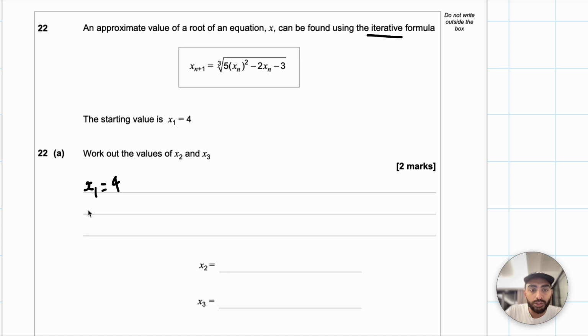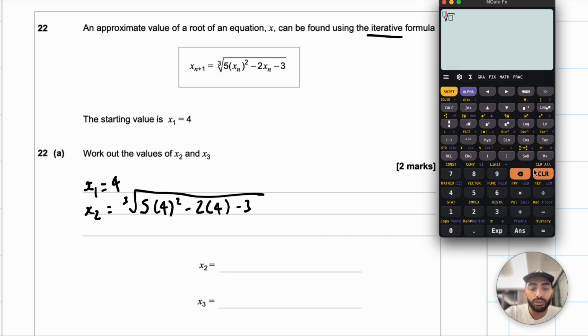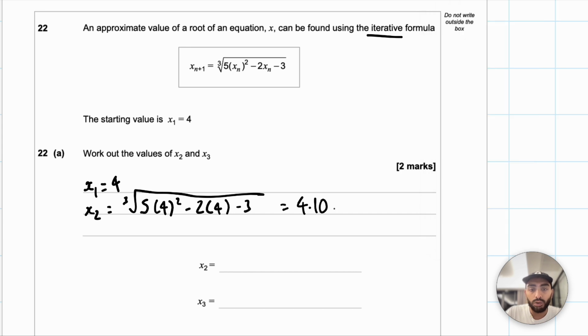I'm substituting in 4, which gives the cube root of 5 multiplied by 4 in brackets squared, minus 2 multiplied by 4, take away 3. Let's type that out. So the cube root of 5 times 4 in brackets squared, take away 2 times 4, take away 3. That's equal to 4.1016. So x2 equals 4.1016.